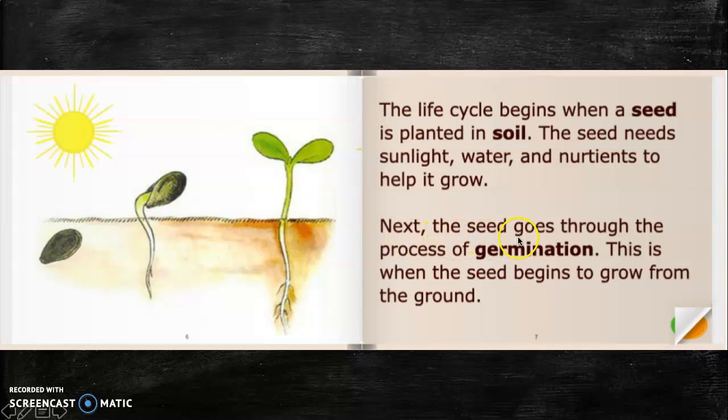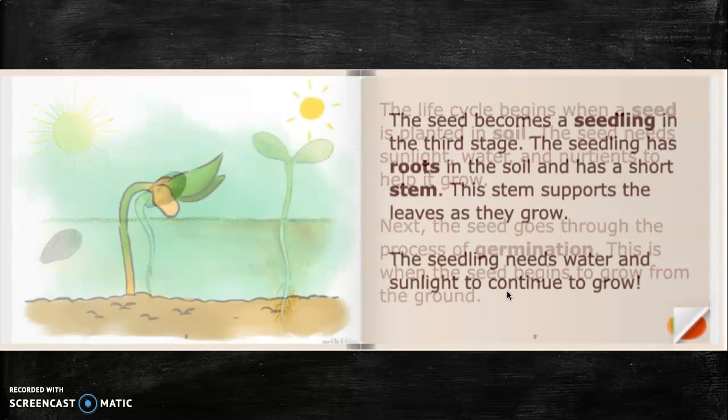Next, the seed goes through the process of germination. This is our big word, remember, because we learn about big words. This is called germination. This is when the seed begins to grow underground. So germination is the stage when the seed grows underground.